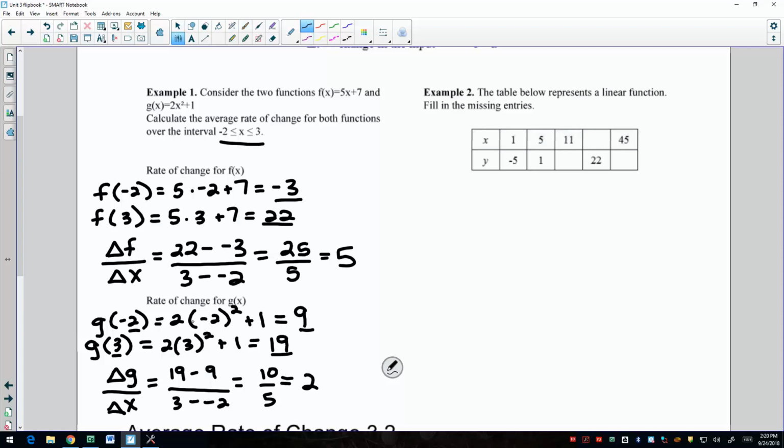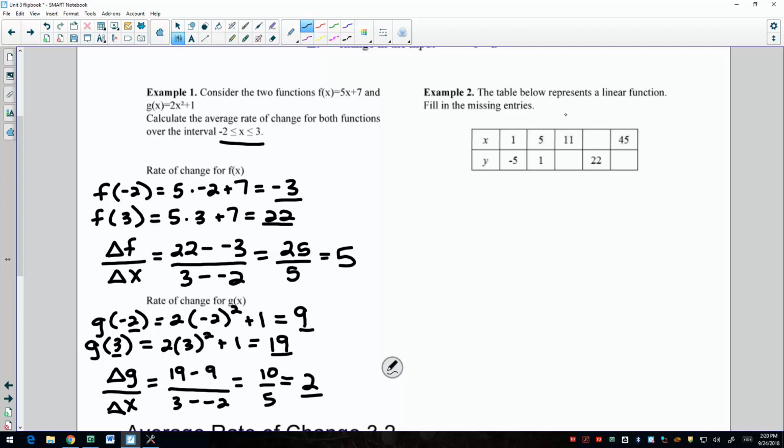Now, you will know that if you graph function g, it's a parabola, which means it's not going to have a constant rate of change. It would just be an average rate of change. So on average, from -2 to 3, we are increasing each time we move over by 2. It won't be exactly 2 every time. Remember, it's just an average.